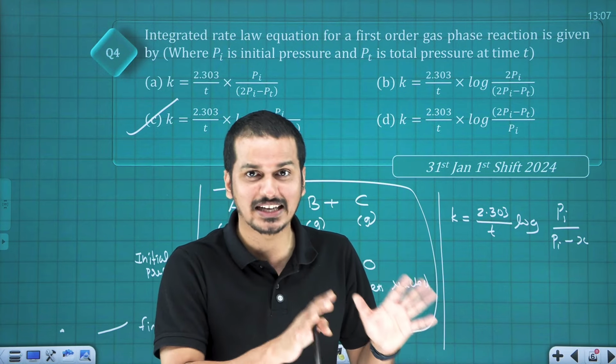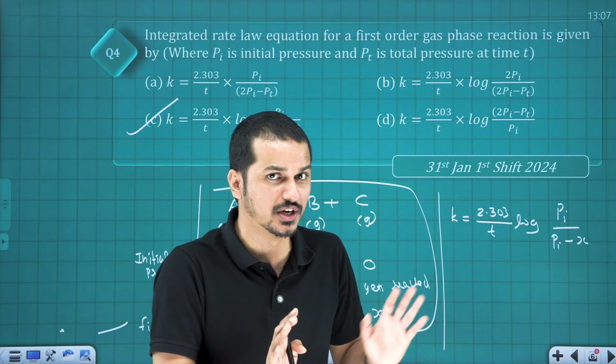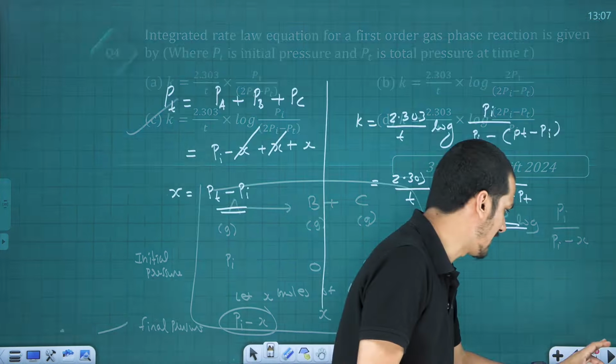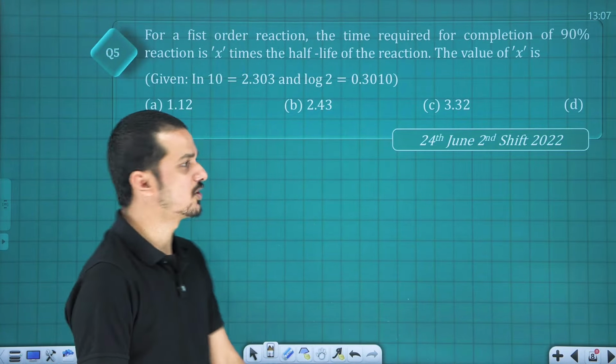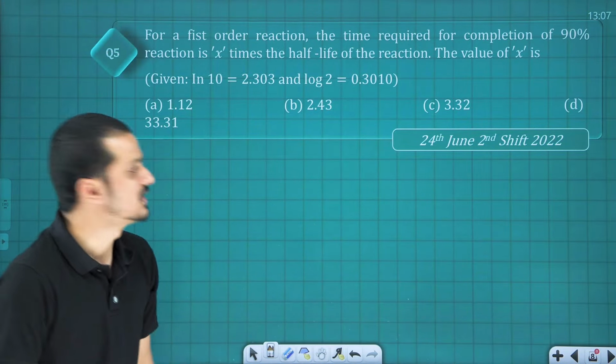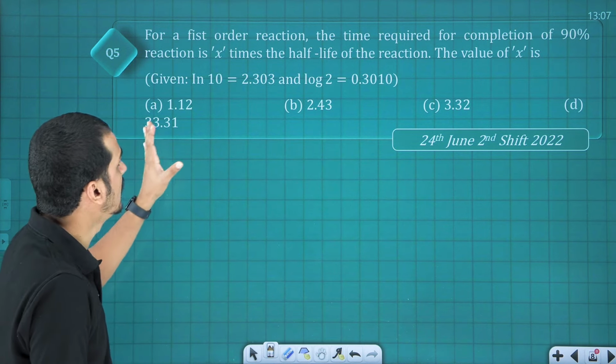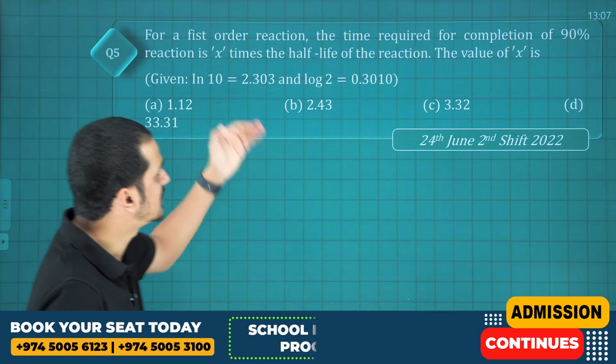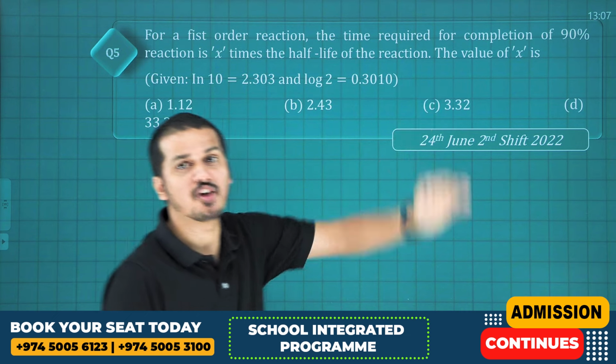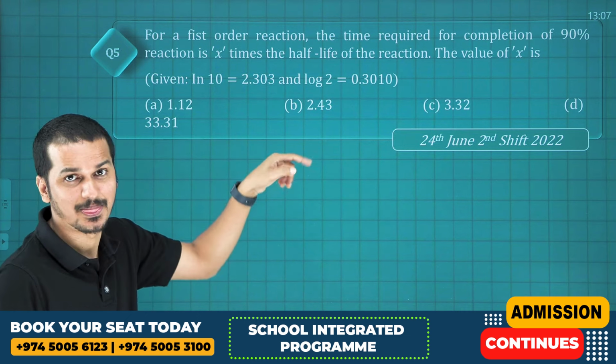You have to go through that area, pressure related question, you have to go through it. Okay? So next question, while we are going to the next question, that's actually in 2022, June shift. Okay, so here the question: for a first order reaction, the time required for completion of 90% reaction.